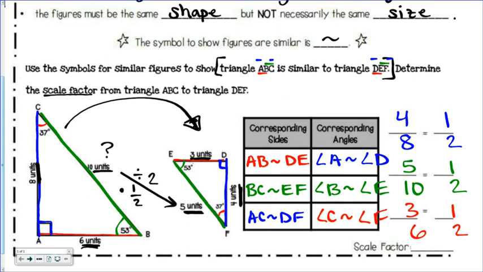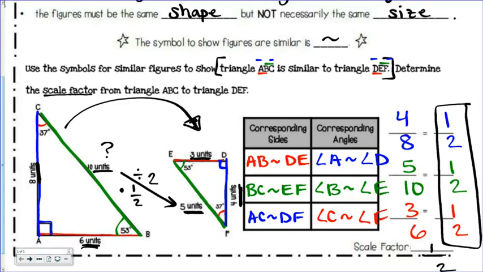So what is my scale factor? You look at all of these ratios right here. They are all the same thing, so your scale factor is 1/2. How do I get from triangle ABC to triangle DEF? I multiply by 1/2.